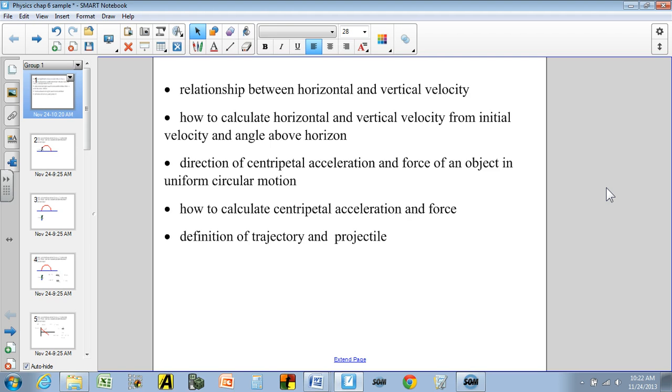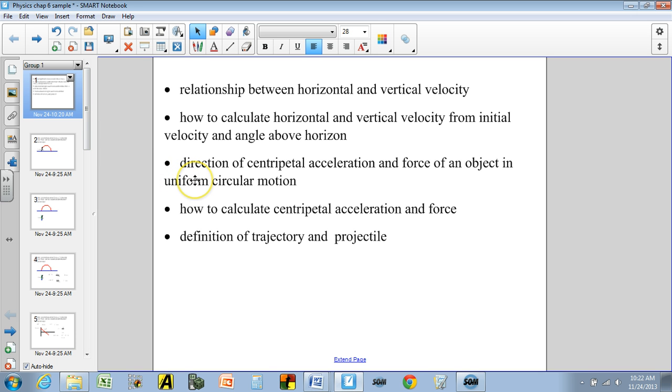They're going to address things like the relationship between the horizontal and the vertical velocity, how to calculate that if you're given the initial velocity and the angle, the direction of centripetal acceleration and centripetal force on an object that's in uniform circular motion. You need to be able to calculate centripetal acceleration and centripetal force. And you need to remember what the definition of a trajectory is and a projectile and how that plays into the chapter.